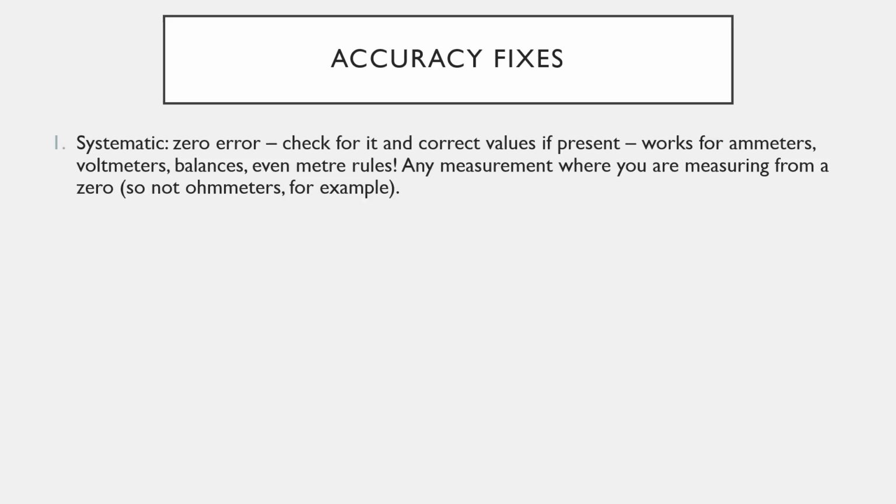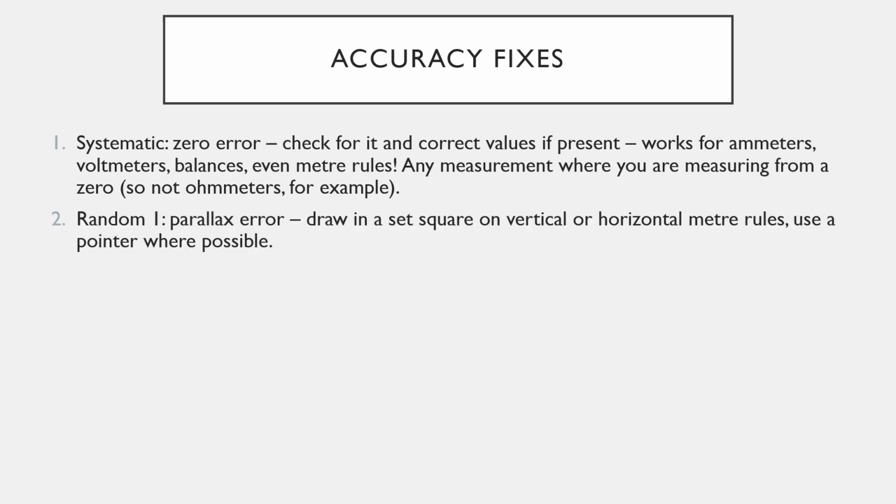For example, the classic systematic error is a zero error. So you check for it and you correct for it. Make sure you put down both of those things. This works for pretty much anything: every balance, every ammeter, every voltmeter, even a meter rule. If you're absolutely stuck, you can check for a zero error on a meter rule. The only thing it doesn't work for is ohm meters, because when they're not connected, you're going to get an E or an infinity symbol, which is measuring the resistance of the air between the connections. That is the only example where you're not measuring from zero, but your first instinct should be to look at whatever instruments have been used and ask whether they have done a zero error check.